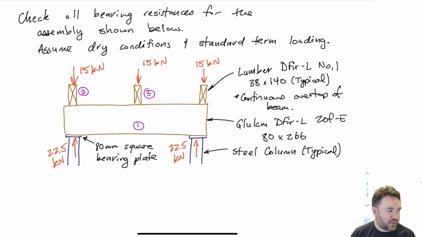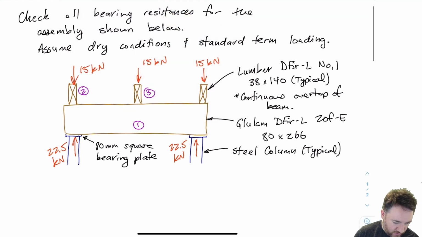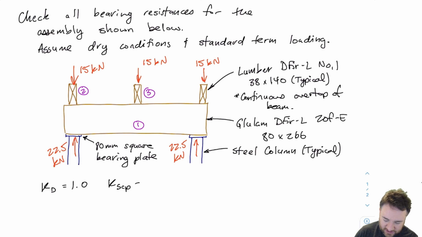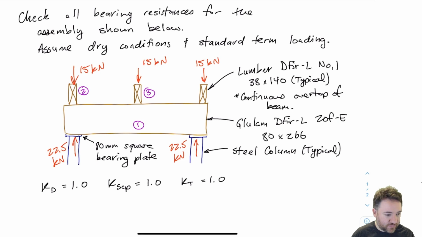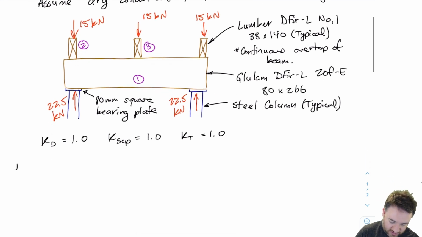So in the question here, we're assuming dry conditions and standard term loading. That's just going to reduce our work somewhat. So therefore we know that KD equals 1.0. That's the standard load duration factor, KD. KSCP, which is the service condition factor for bearing, compression perpendicular, is going to be 1.0. And KT, the treatment factor, is also going to be 1.0. So saving us some work later on. Okay, so the first thing we're going to do is start with calculating all the glulam beam resistances. So that's number 1.